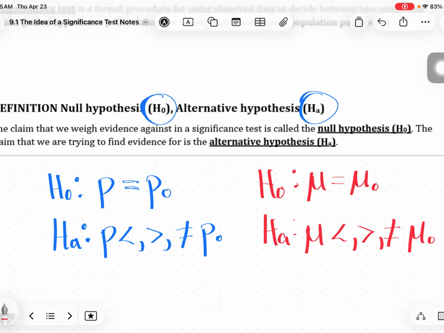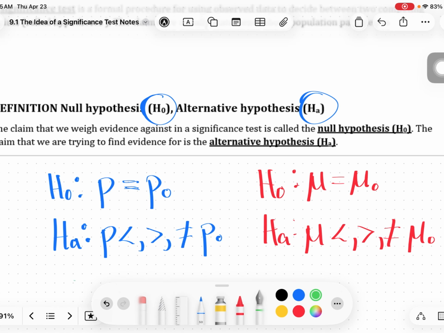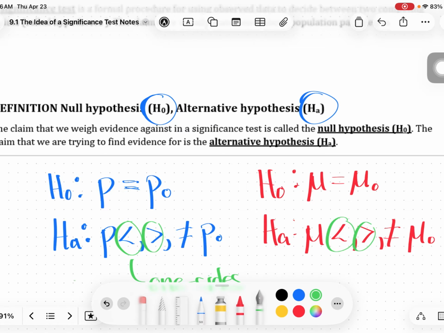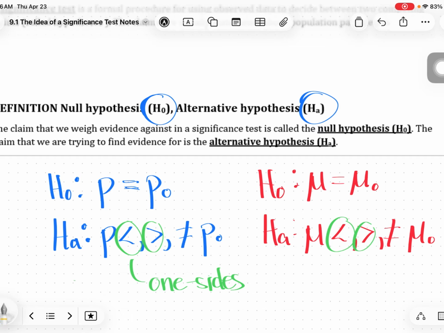In the vocabulary, we talk about a one-sided or two-sided alternative. A one-sided alternative is going to be less than or greater than. And a two-sided alternative is the not equal to. And more on that later when we actually run a significance test and calculate some values and do the whole thing.